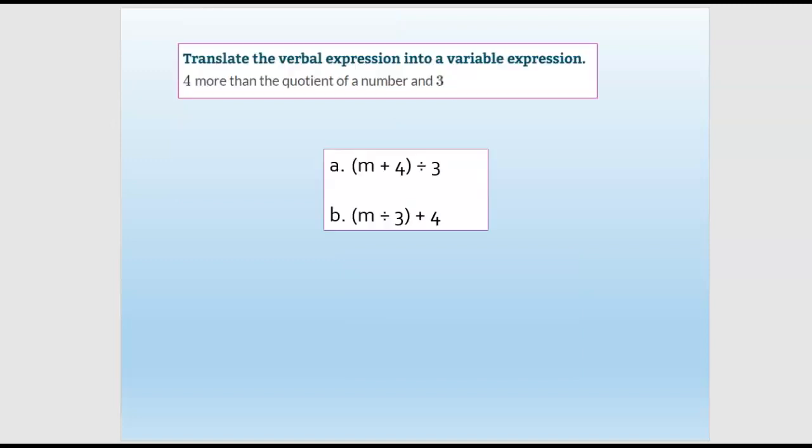How about this? 4 more than, that's something plus 4, right? 4 more than, quotient of a number and 3, that's going to be divide. See, we got to know that quotient means divide. A number is going to be my mystery number, and 3 is going to be 3. You could see here with option B, that shows a number divided by 3, 4 more than that, plus 4.